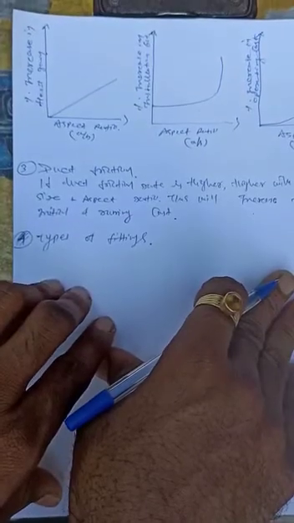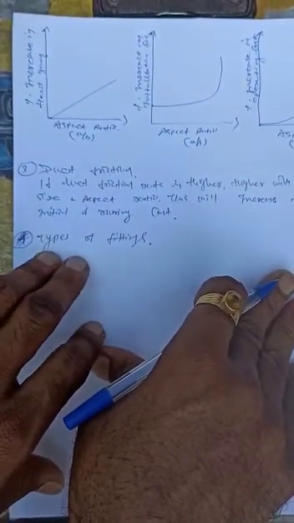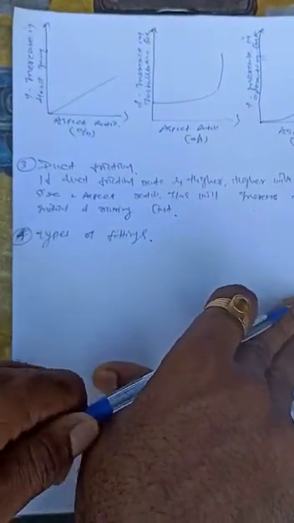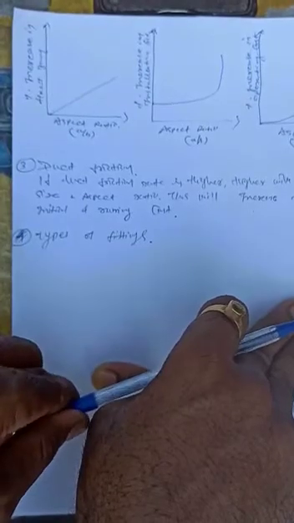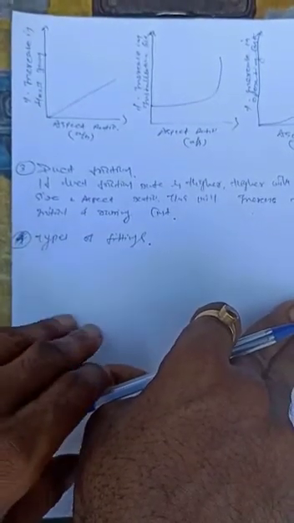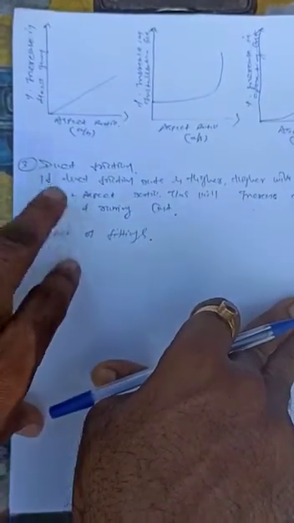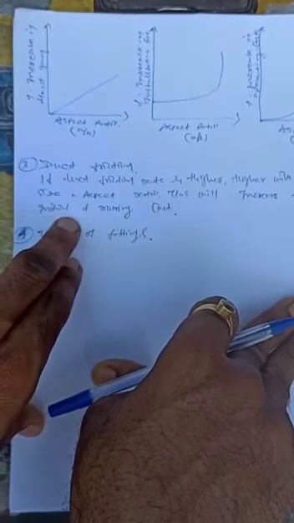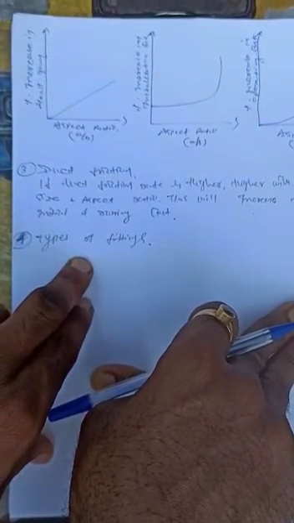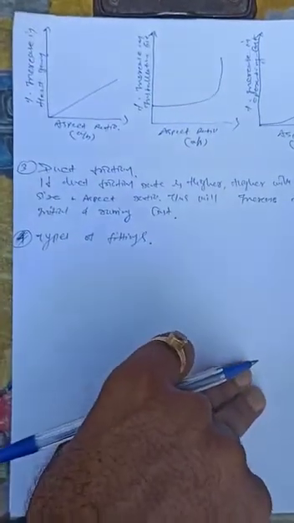Third factor is duct friction. If the duct friction rate is higher, the size and aspect ratio will be higher. This will increase the initial and running cost. This is a factor affecting duct design. If the duct friction rate is higher, the aspect ratio and initial cost will be increased.